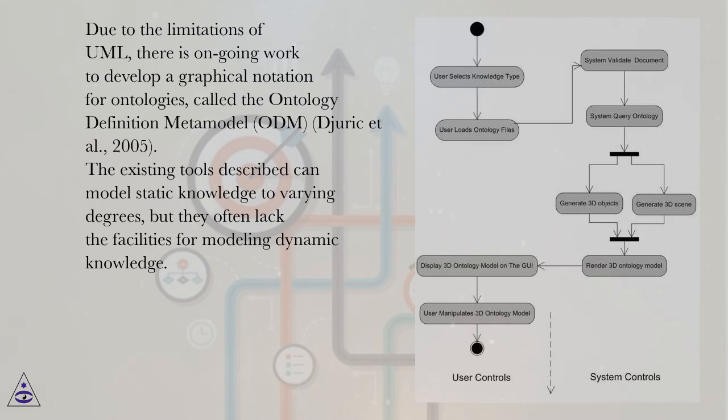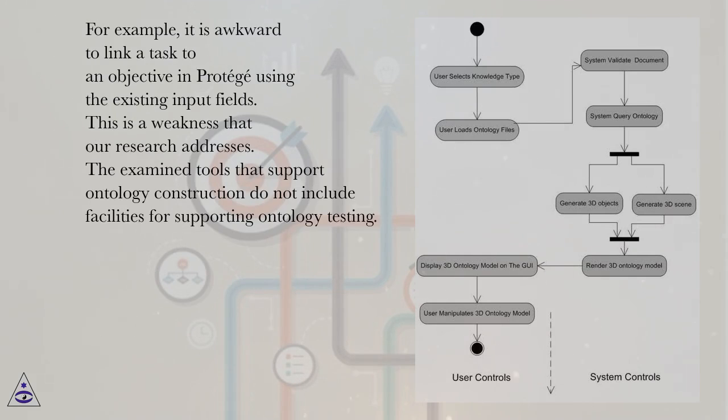The existing tools described can model static knowledge to varying degrees, but they often lack the facilities for modeling dynamic knowledge. For example, it is awkward to link a task to an objective in Protégé using the existing input fields. This is a weakness that our research addresses.